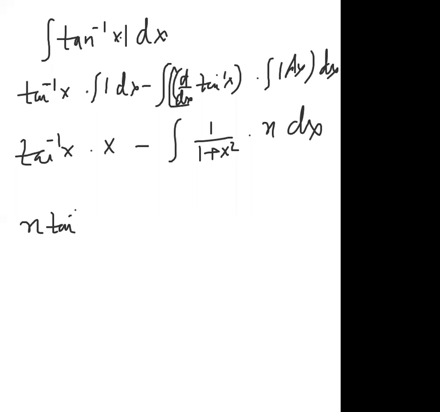x tan inverse x. Now the denominator we are supposing as t: 1 plus x square equals t.